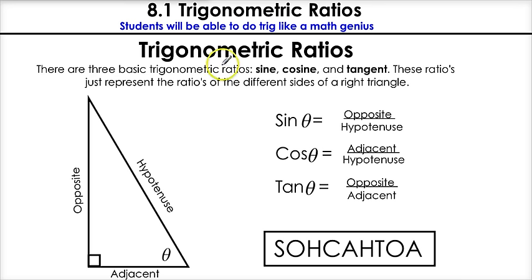So there are three basic types of trig ratios: sine, cosine, and tangent. These ratios just represent the ratios of the different sides of a right triangle. So what do I mean by that? If you have an angle, and we use, once again, theta, you might remember a missing angle is called theta. Don't forget that. The sine ratio is just the ratio of the opposite side to the hypotenuse of the triangle. The opposite side to the hypotenuse. And you might be saying, well, how do you know what the opposite side is?